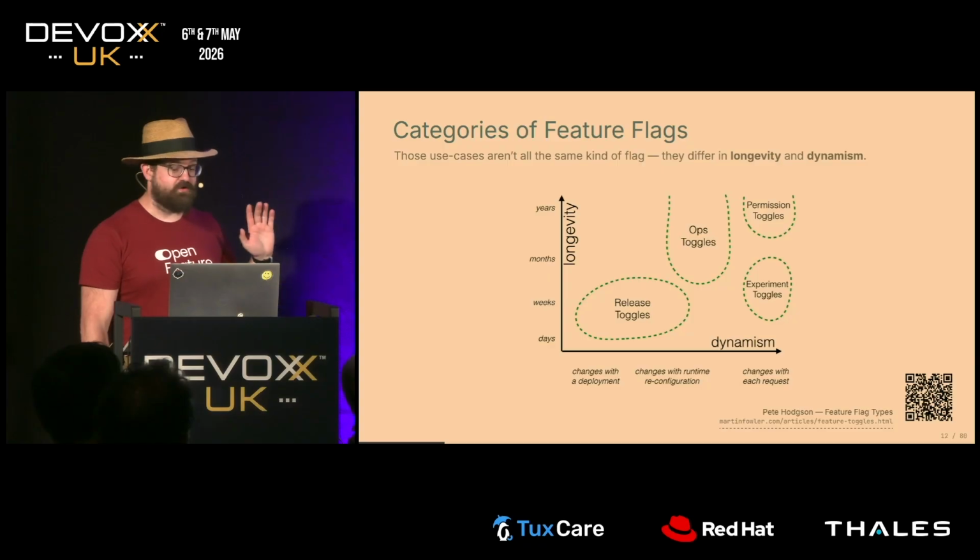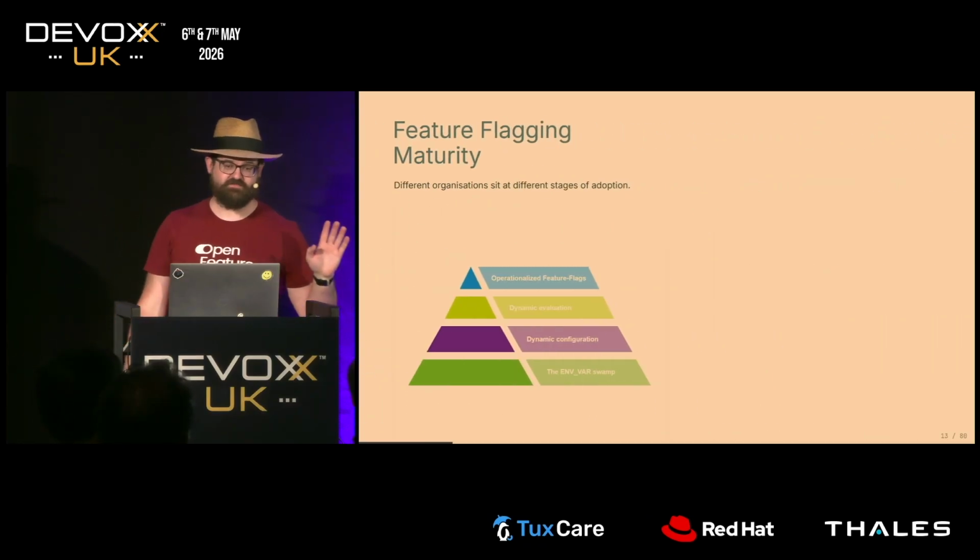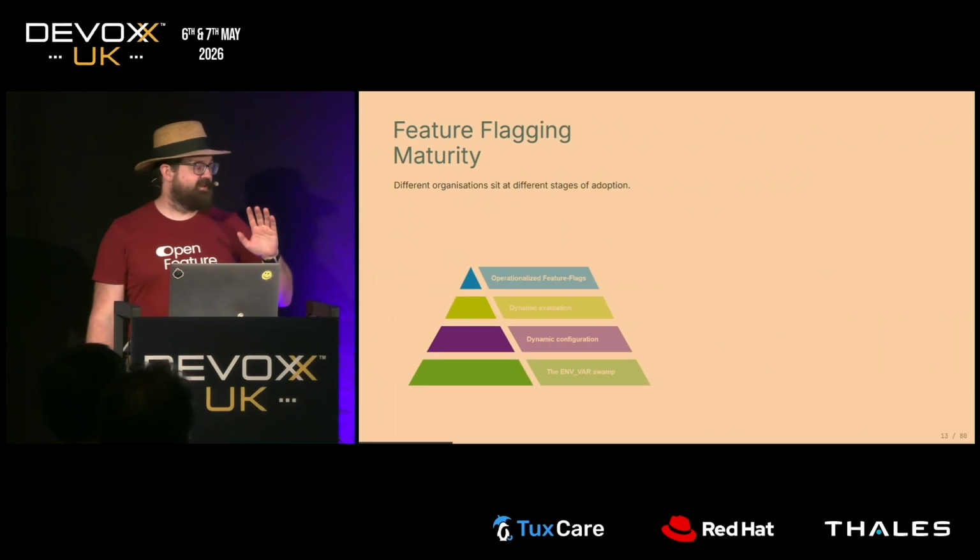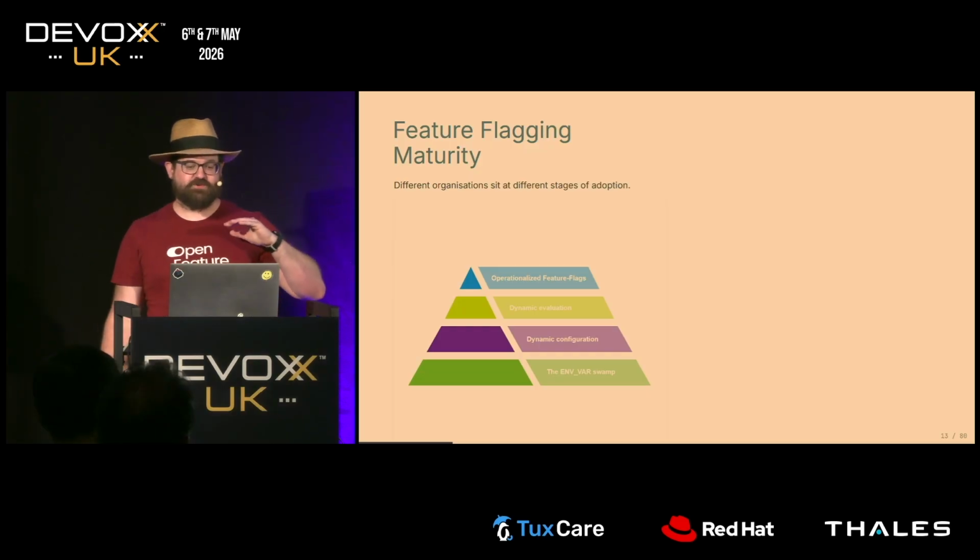Additionally to that, we also have a so-called maturity model for feature flagging. And it starts actually below in the bottom in the so-called env swarm.